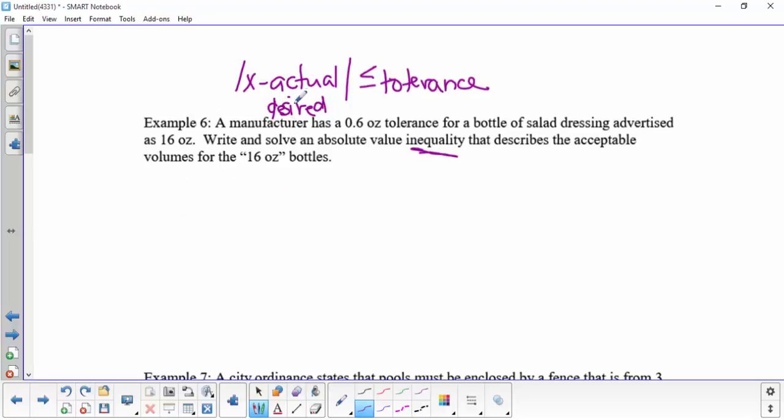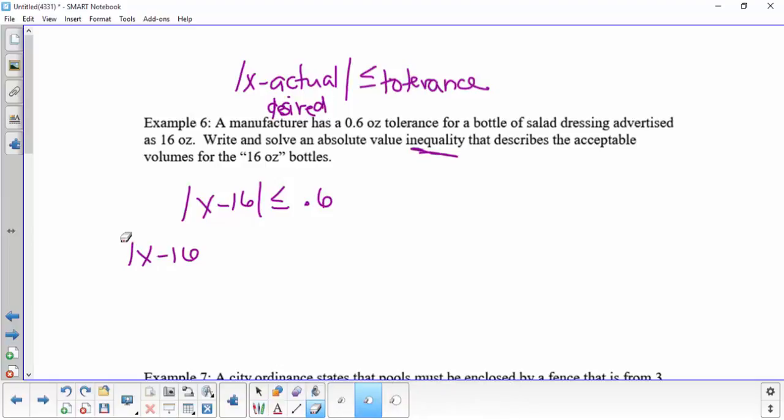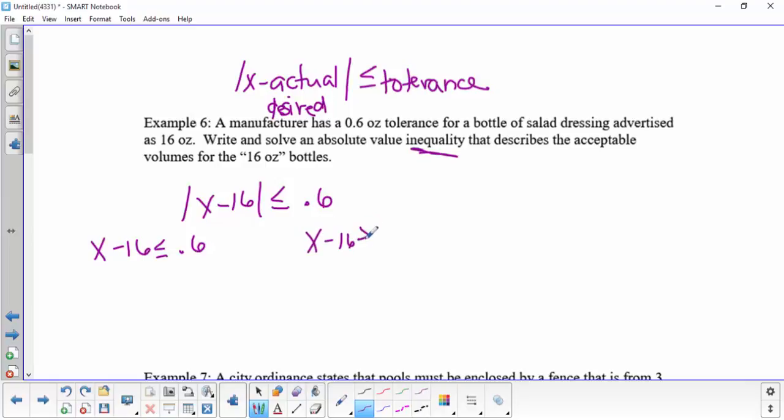So if we use this to help us, our actual or desired is 16 ounces, and that has to be less than or equal to the tolerance of 6/10 of an ounce. So when we set up and solve this, we get x minus 16. We don't need the absolute value anymore because we're setting up our two equations. So we have x minus 16 is less than or equal to 6/10. And then we have x minus 16 is greater than or equal to negative 6/10.